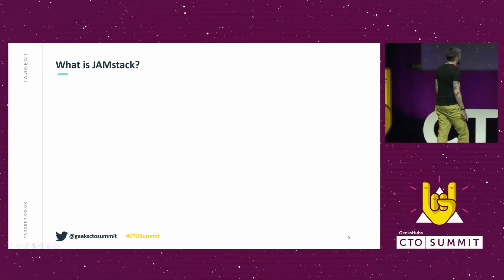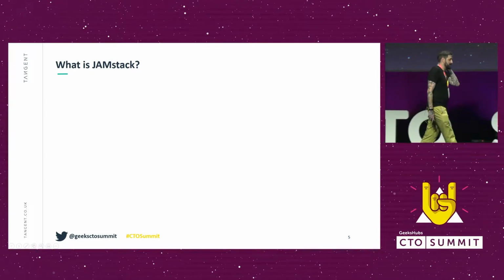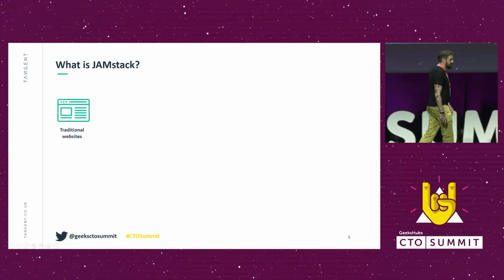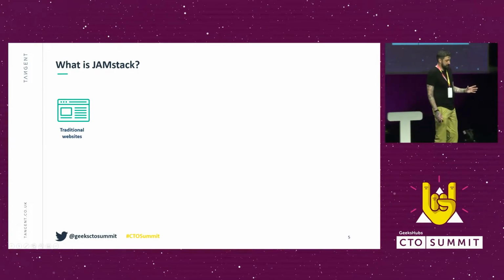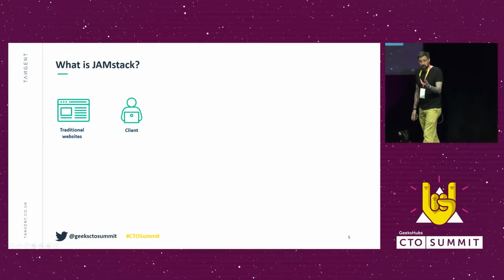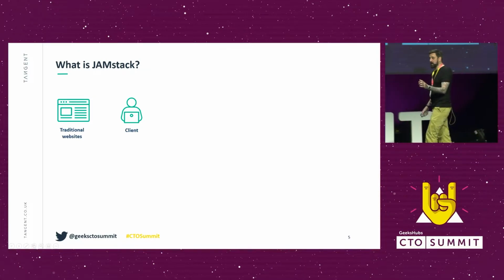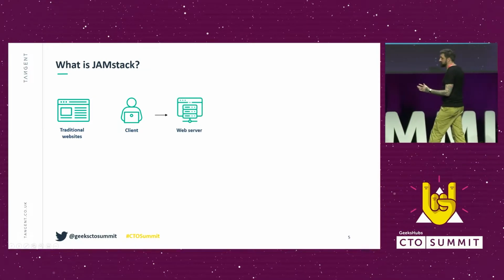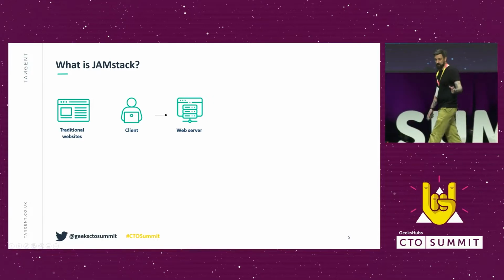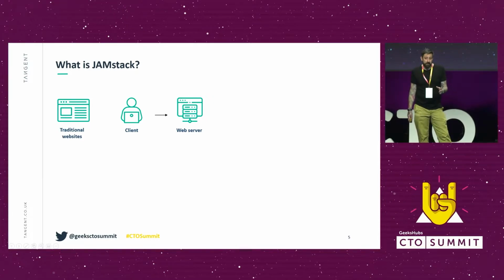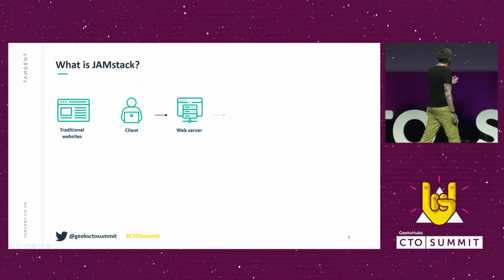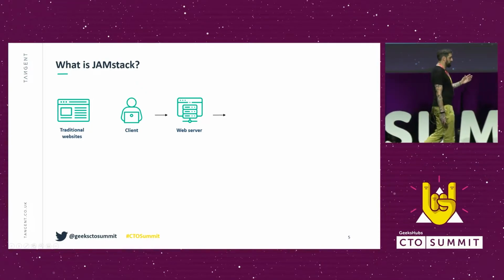So, what is JAMstack architecture? Let's start with the basics first. Let's start with the traditional website and how the traditional website works and how it differs. So a traditional website, you have a user, they're on a client, they make a request. It will be routed through by maybe some load balancers, whatever it might be, to a web server. The web server will get the request and think, what am I doing with this request? What do I need to do to create this page?